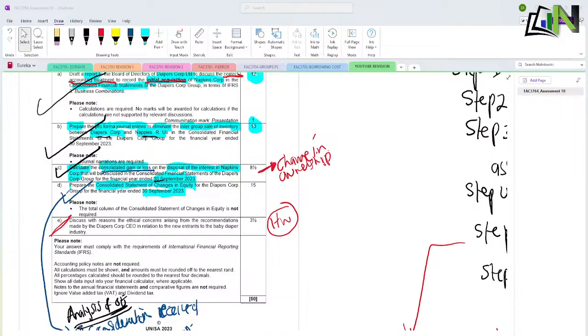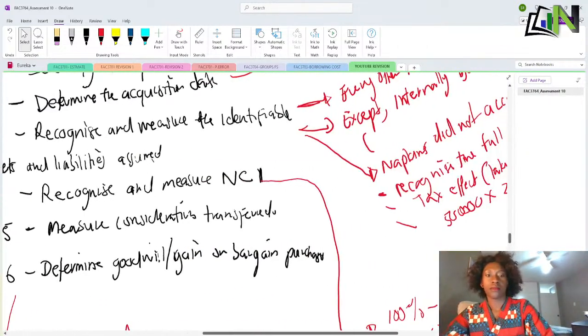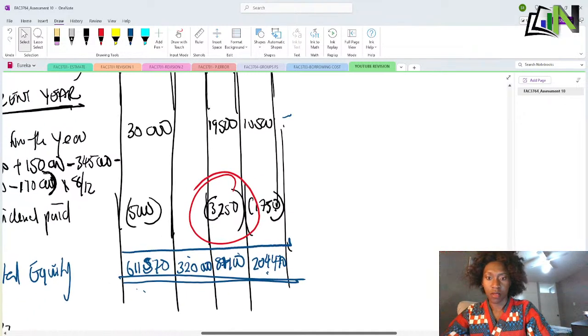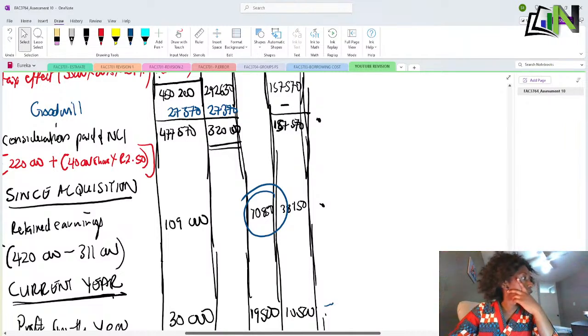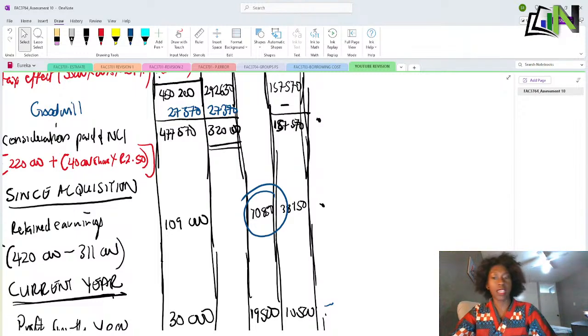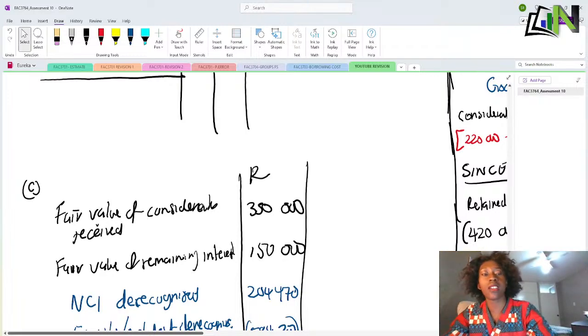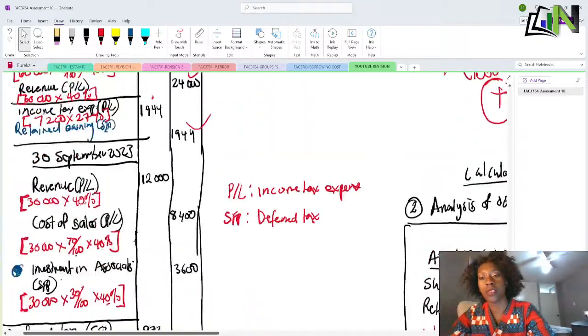Okay, I'm getting a difference of 3.5 on the NCI. Okay, so I would have to go to my NCI. On the NCI calculation, you said you're getting 3.5. You said on the statement of changes in equity, NCI, you're getting a difference of 3.5. Okay, let me go there. Now remember, the values of the NCI are exactly the same values that you had in your analysis of owner's equity. Are you getting the same values? Maybe recheck your analysis of owner's equity, because everything seems fine on my side.